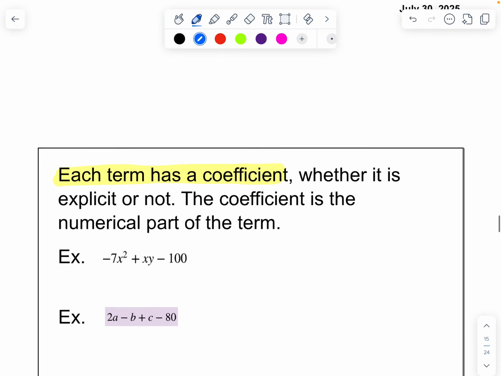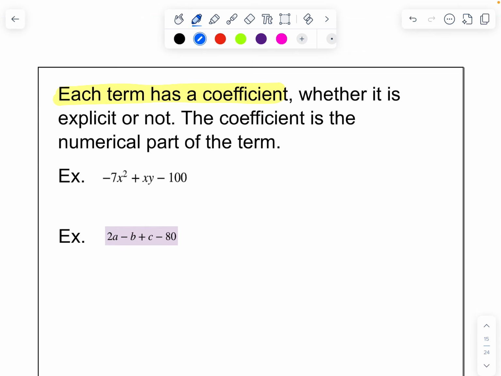Each term has coefficients. The coefficient is the number that's in the front, the number that's tacked onto the front. So this has 3 terms, 1, 2, 3. Each term has a coefficient, so the coefficient of this is negative 7. The coefficient of this is just 1. If there's nothing there, it's an understood 1. And the coefficient of a numerical term is the number itself, so negative 100. Notice that the sign does go with it. It's not just a regular 7 as the coefficient. Negative 7 is the coefficient.